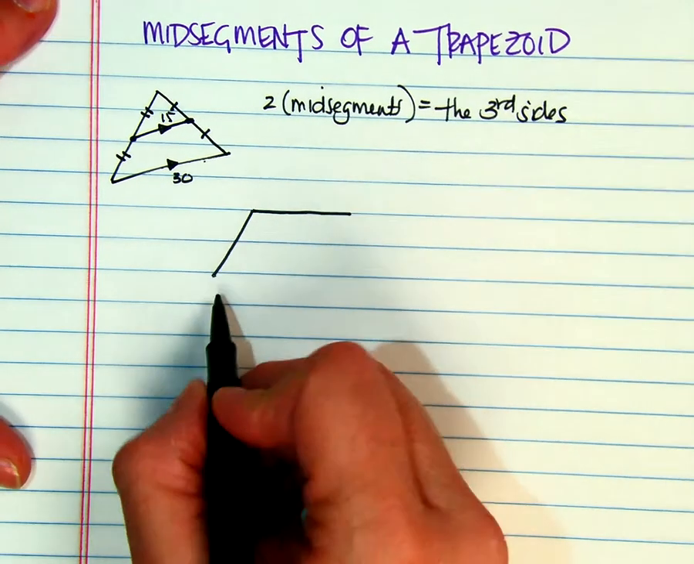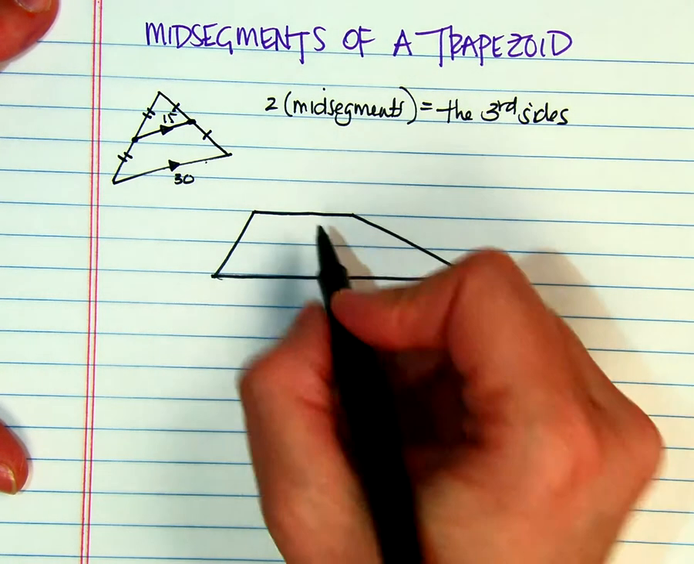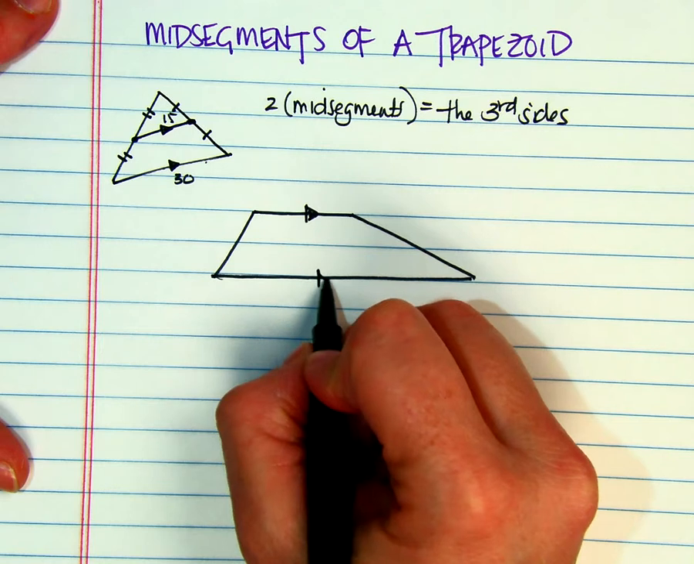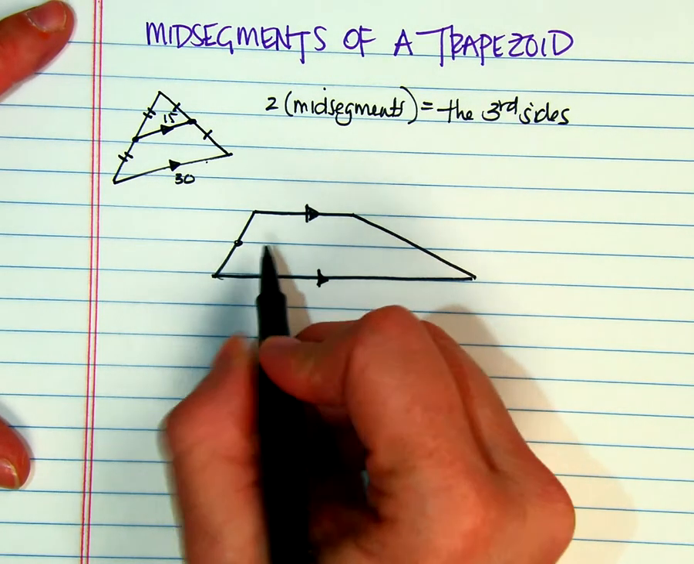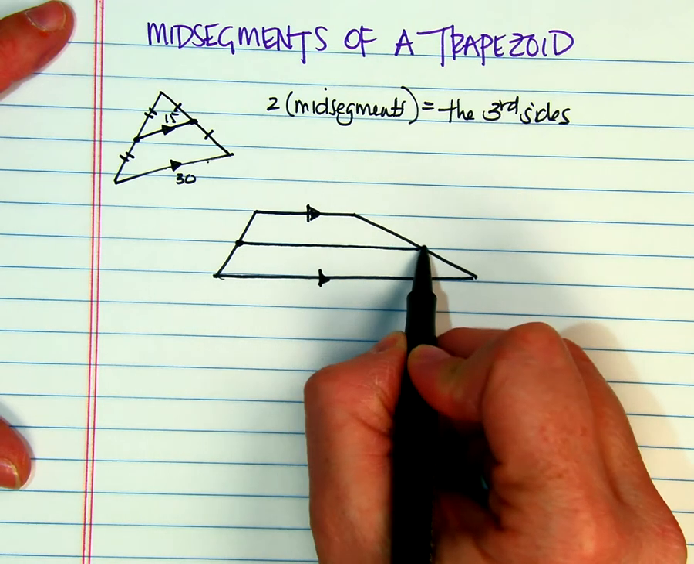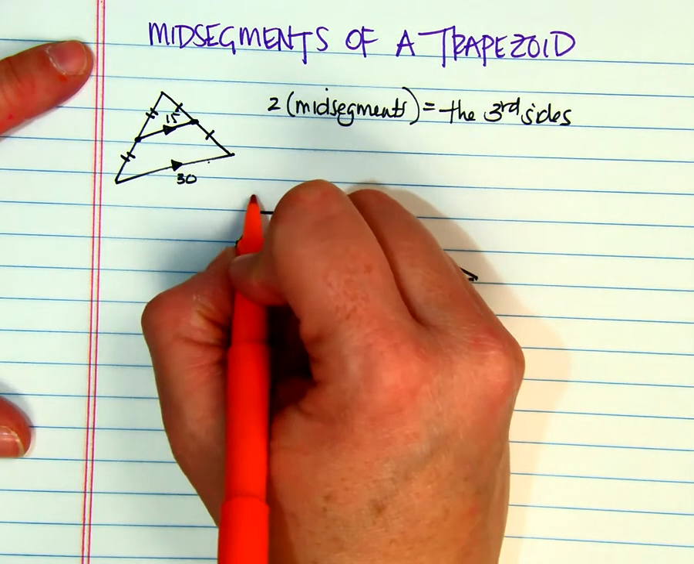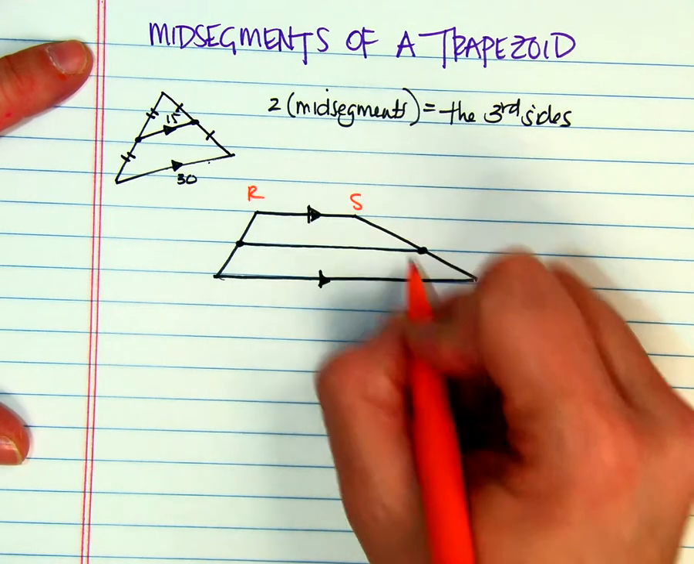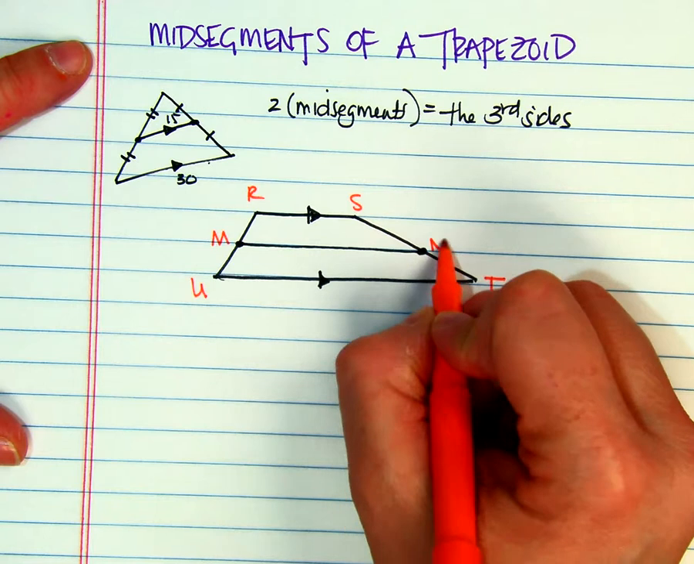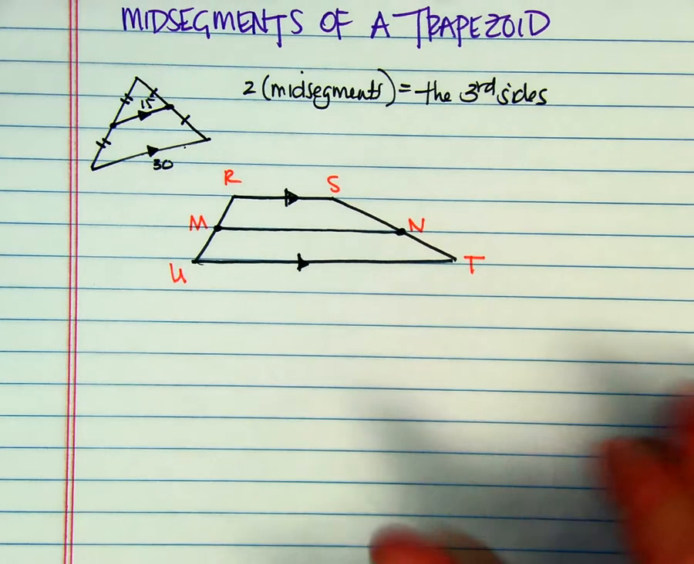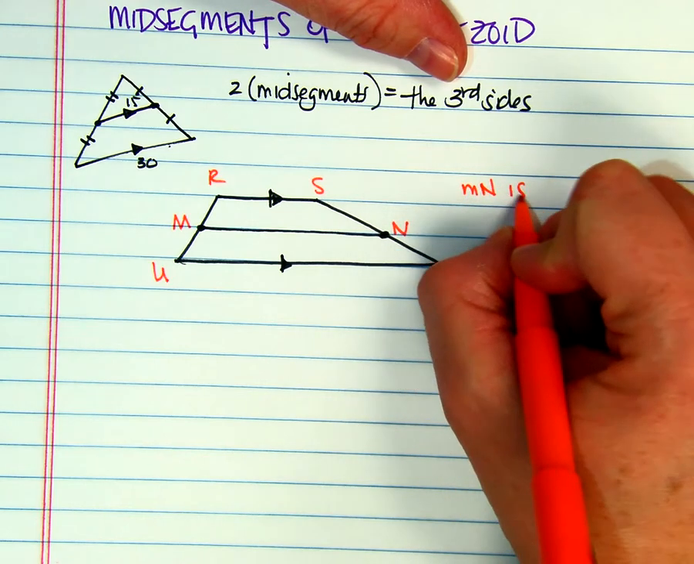Excuse me. So notice it does not say mid-segment of an isosceles trapezoid. So it does not have to be an isosceles, so the legs do not need to be congruent. It is still connecting the midpoints. So if I have R, S, T, U, make this M and N, just so we have something to talk about. So if I know that this is a mid-segment, so MN is a mid-segment.